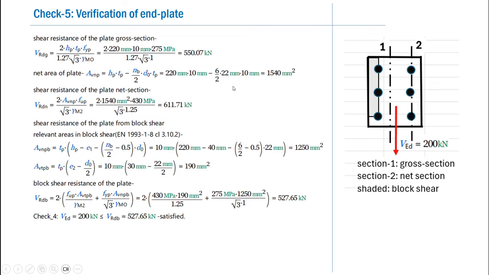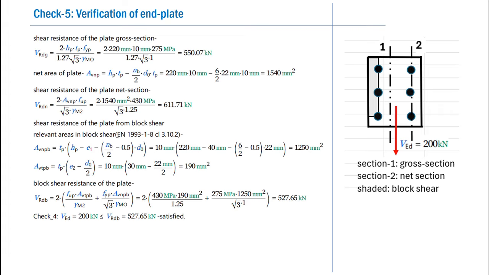Next we shall proceed for computing the shear resistance of the plate along the net section, that is along section 2.2, for which we need to obtain the net area of the plate, that is obtained as HP into TP minus NB by 2 into D0 into TP. And this works out to be 1540 mm square. And finally, we compute the shear resistance of the plate along the net section as 2 into AVNP into FUP by square root of 3 gamma M2. Remember here again, 2 means we have got 2 net sections on each side of the beam web. And this works out to be 611.7 kilonewton.